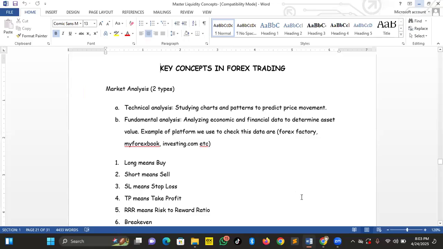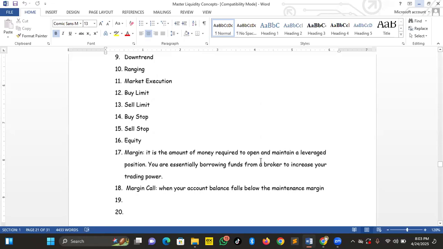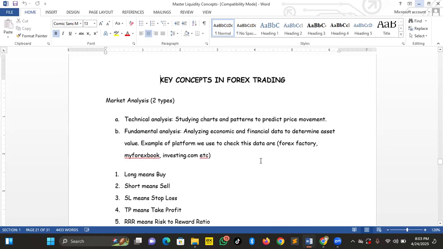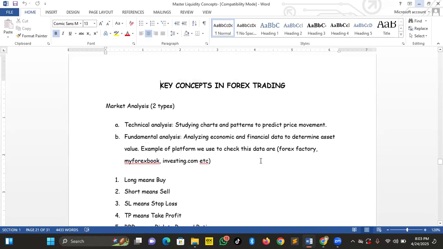So these are the key concepts in Forex trading. The first thing we're talking about is market analysis. Now, we have two types of market analysis. Mostly you hear people say there are three types, but what we're talking about here are two types of market analysis.